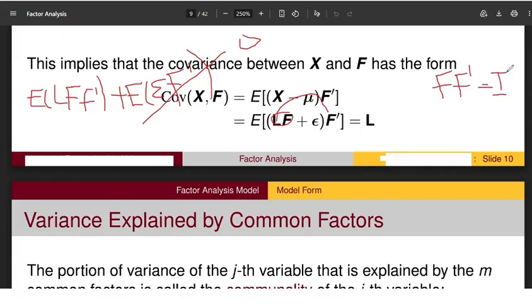Now, when you take a look at this, F and its transpose should be equal to identity. Why? Because we expect factors as well to be orthogonal. They should be unrelated. So with that, I'm going to have L times identity, and identity multiplied by anything, I'm still going to have L, and L is a constant. It's not a variable, which is going to give me that. That's why I have this. This is to justify to the world that a covariation exists between original observable features and the factors, the unobserved features.